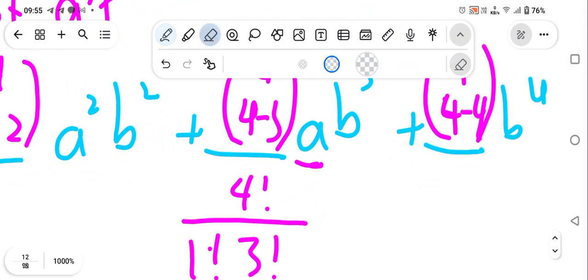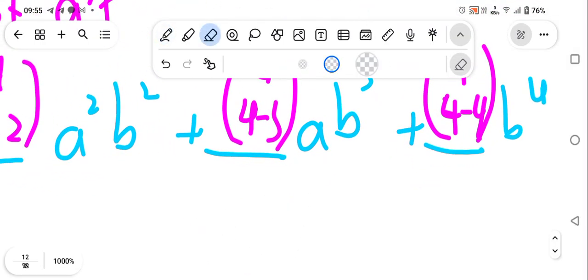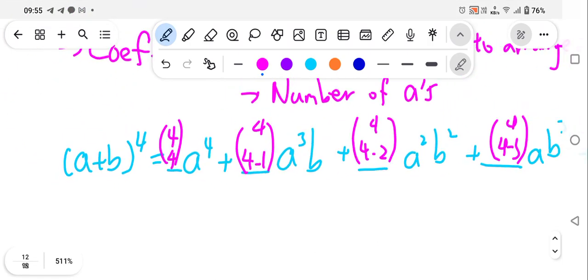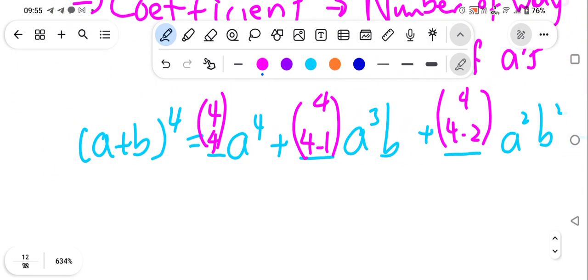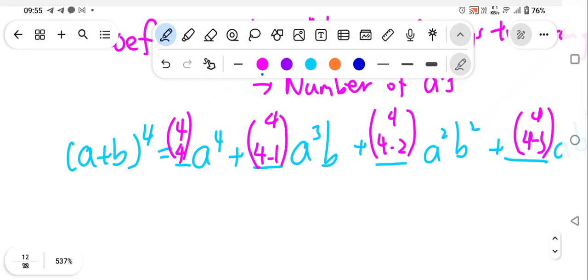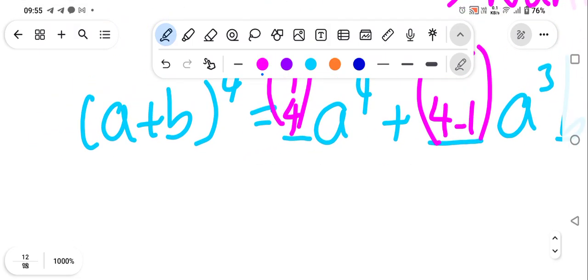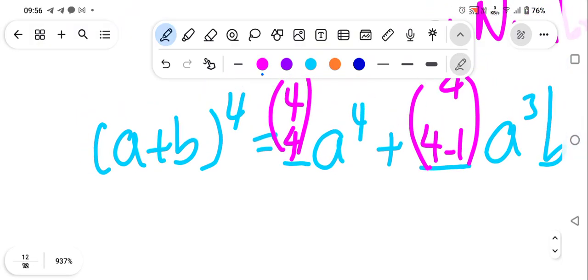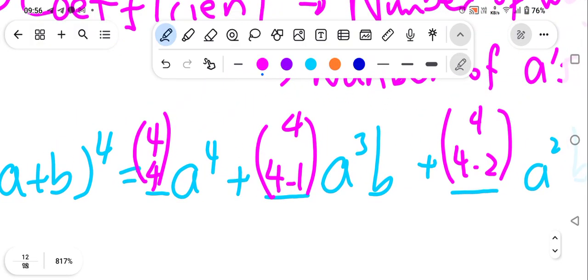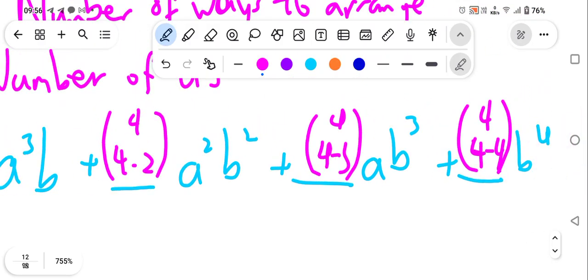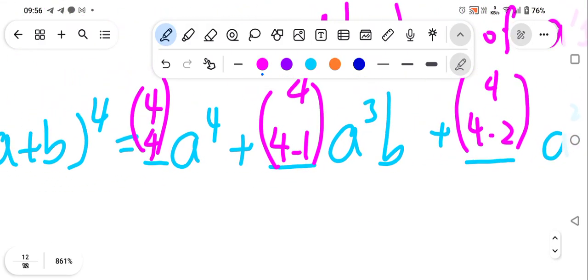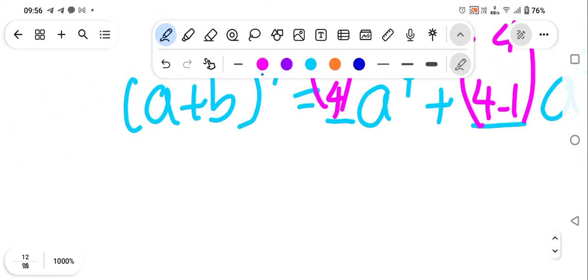So what we observe here is a beautiful pattern. We have a beautiful pattern here. So A plus B, so we have (A plus B) to the power 4 over here. We have 4 minus 1, 4 minus 2, 4 minus 3, 4 minus 4. So let's generalize this, can we?